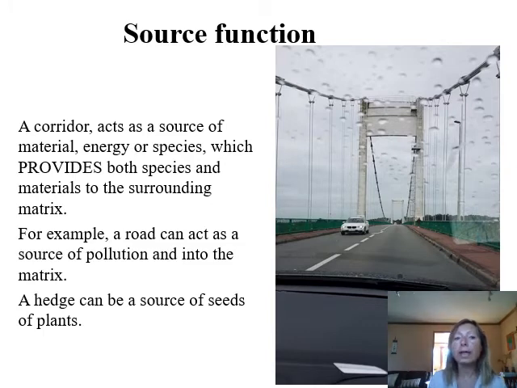A corridor can act as a source of material or energy or species, providing species or materials into the surrounding matrix. This can apply to pollution or seeds or pollination. For example, a road can act as a source of pollution going into the surrounding matrix, or a hedge can be a source of seeds of plants going also into the surrounding matrix.